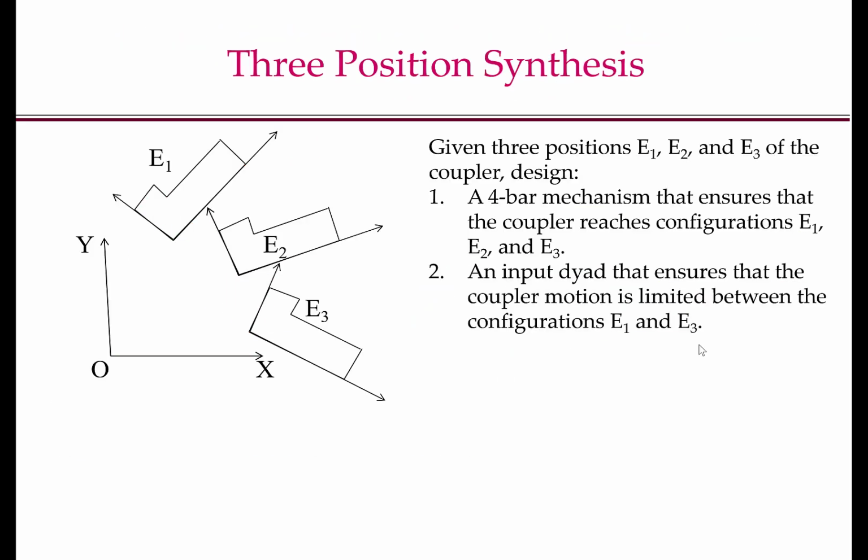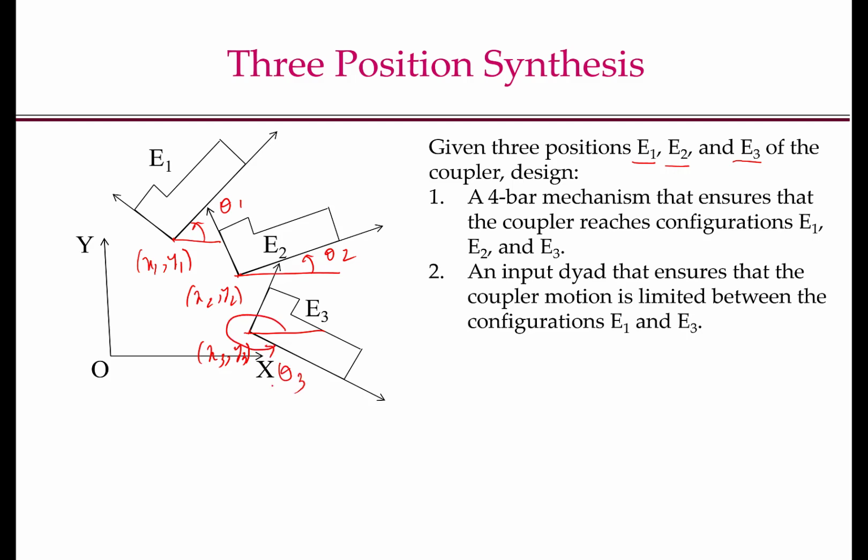Let us now look at the 3-position synthesis problem. We are given 3 positions, E1, E2 and E3. That means we are given the coordinates of this origin here, x1, y1, this angle theta 1, x2, y2, angle theta 2, x3, y3, and the angle theta 3.